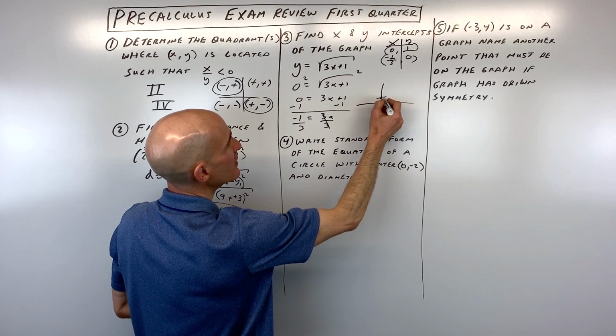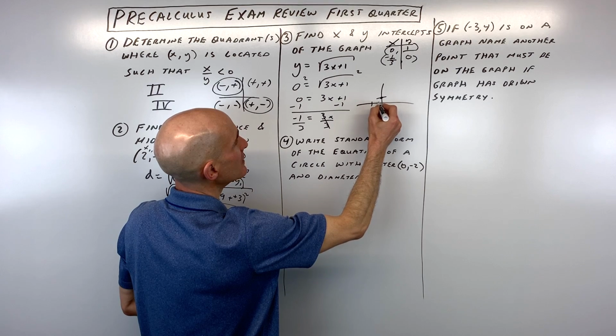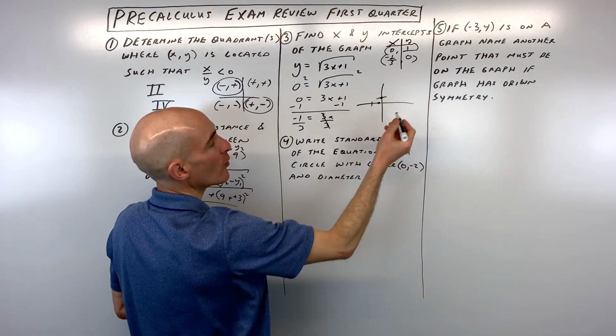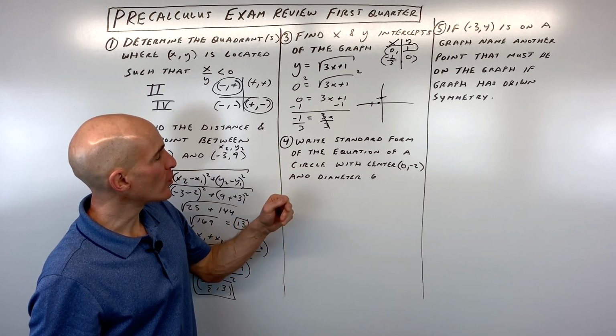0, 1 would be right here, and -1/3, 0 would be right about here. And so now you have an idea about what the graph is going to look like, or at least a couple key points. Okay, so for number 4, see if you can try this one.